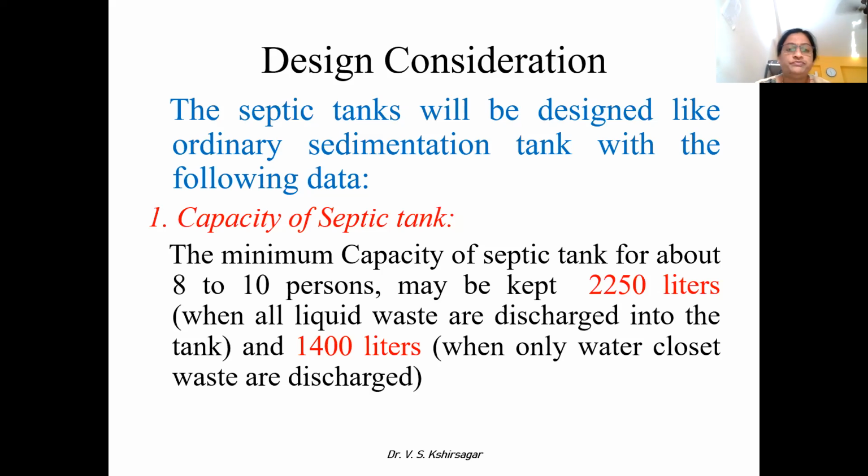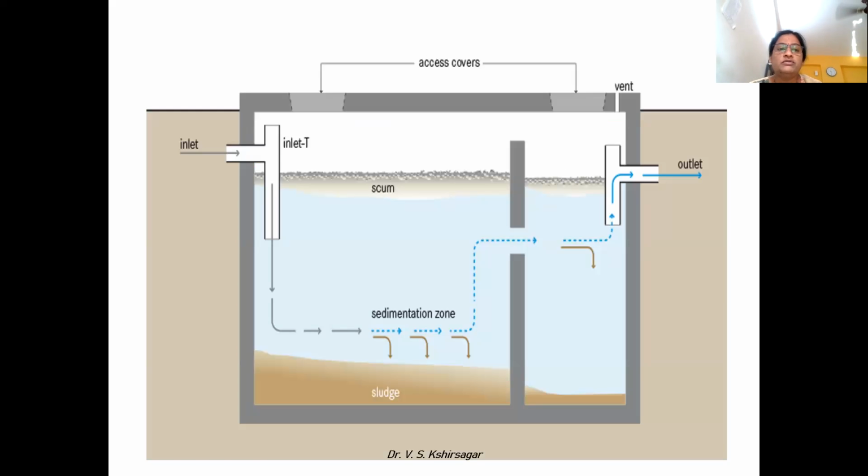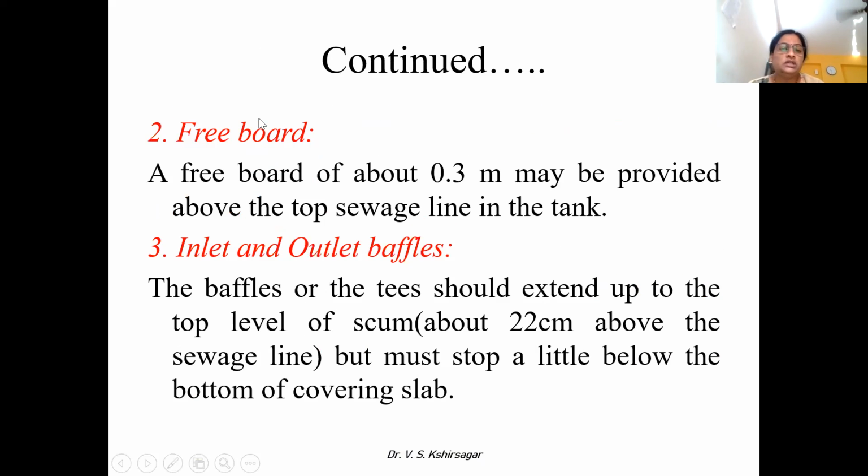Okay, finished? Good. Now the second design factor we will discuss is freeboard. A freeboard of about 0.3 meter may be provided above the top sewage line in the tank. You might have understood from the figure itself that much freeboard is required over here. Then the next one is the inlet and outlet baffles.